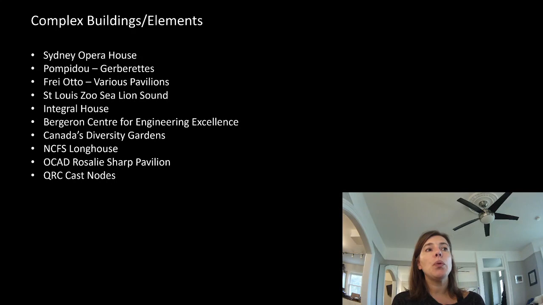So I'm going to show you some complex buildings, and some of them are going to be case studies that I talk about. The ones that I'll talk about the most would be the Bergeron Center for Engineering Excellence, which I did the engineering for the facade, and we kind of broke some boundaries and changed the way documentation on a project works with that project. The template for it was the NCFS Longhouse, which you've heard us talk about a few times.